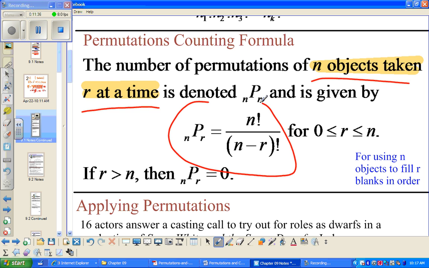This is the notation we use for that. Basically, it's for using n objects to fill r blanks in order. So we use this formula when order matters. That's the key. When order matters.